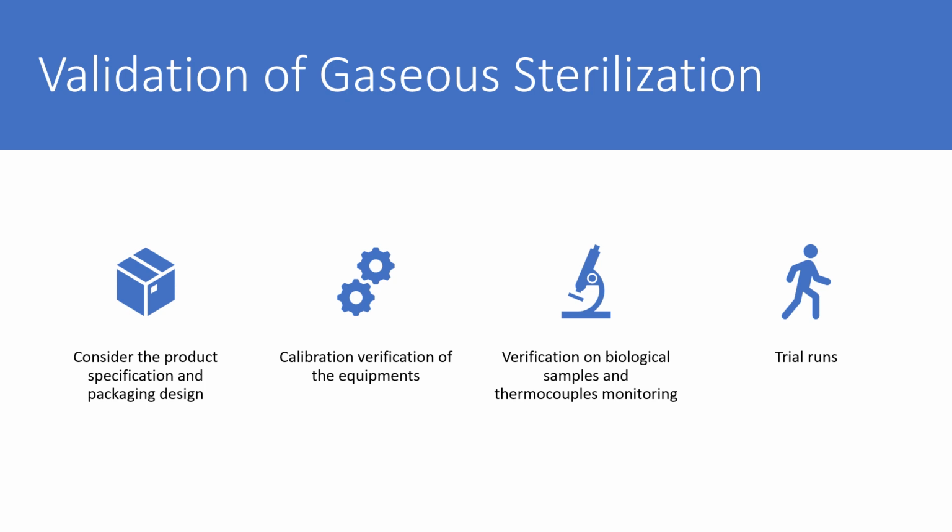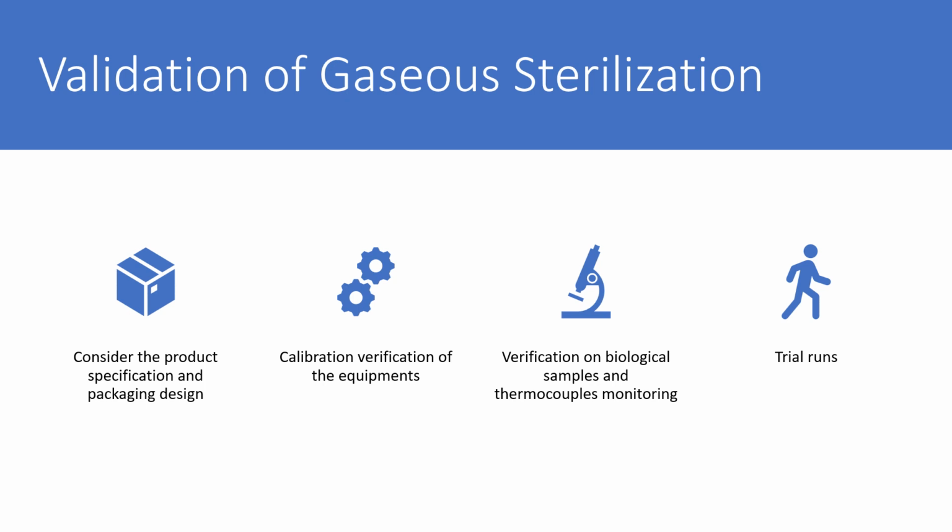Firstly, it's essential to consider the product specification and packaging design. Different products and packaging materials may require specific sterilization parameters to ensure thorough sterilization without compromising product integrity. By carefully analyzing product specifications and packaging designs, manufacturers can tailor the sterilization process to meet the unique needs of each product.